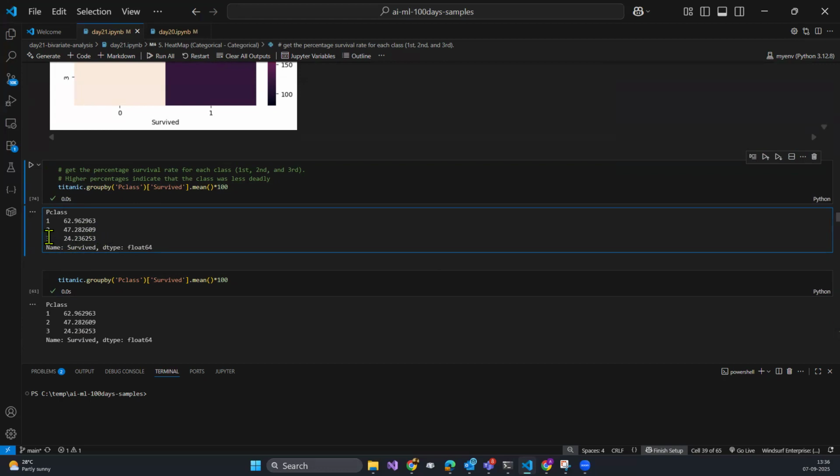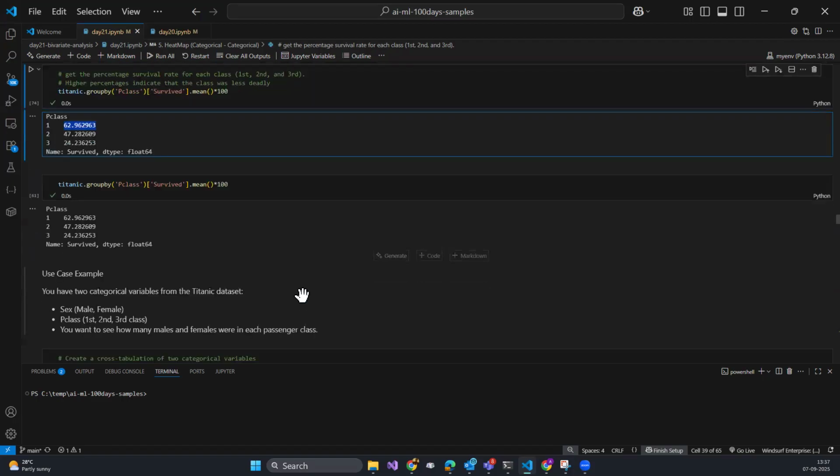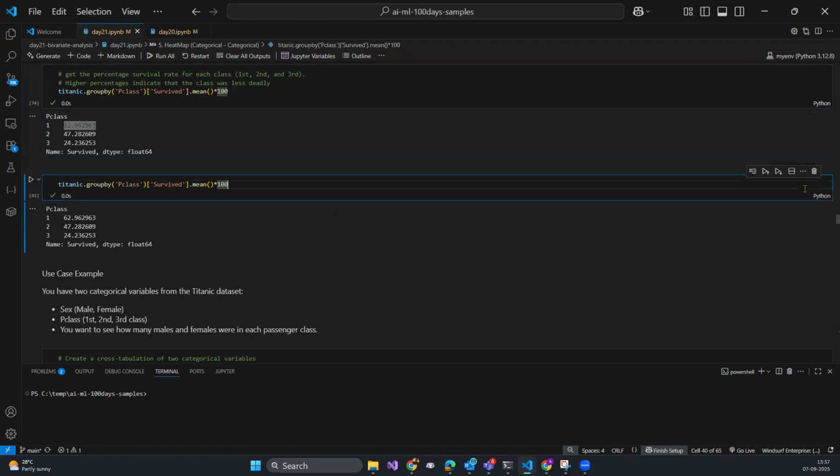Very less. Means in passenger class 3, the survival ratio was very less, in passenger class 2, the survival ratio was much better, and in passenger class 1, the survival ratio was much higher than these two classes, right? So yeah, this is again the same.